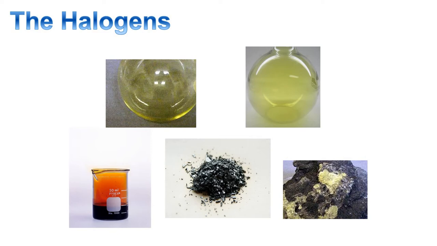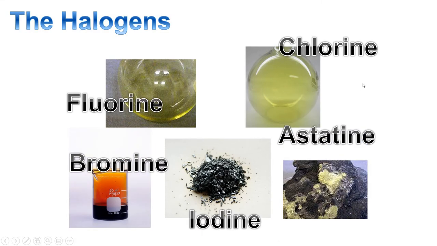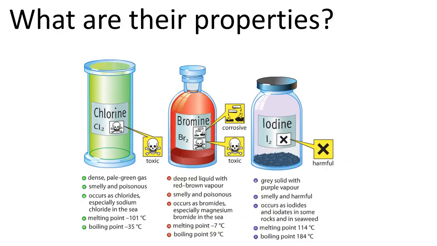And this is what they look like. So we've got fluorine, chlorine, bromine, iodine and astatine. Just like that. Now what are the properties?